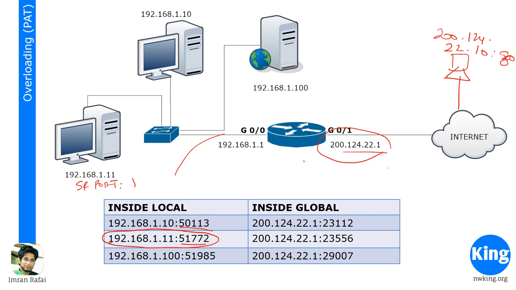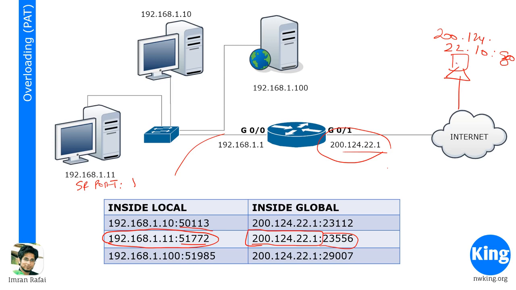So from now onwards, your source IP address is going to be 200.124.22.1. This is something we can assign. We can tell what IP address we need to use to go into the internet. And we tell that your new source port number is 23556. This packet goes to this device.